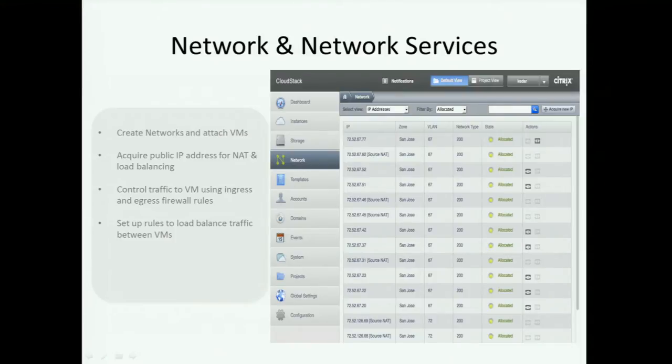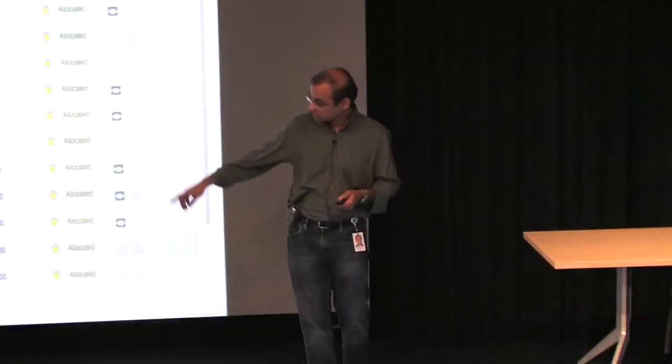What you see here is the list of IPs you have. All these are in the San Jose zone. Actually, this is an admin view. Yeah, it's an admin view. Obviously, the admin is seeing everybody's VMs or IP addresses there.